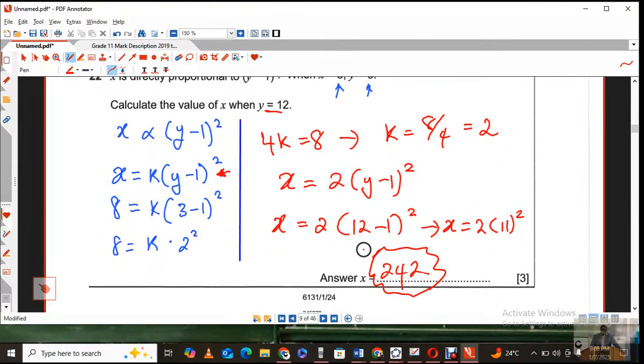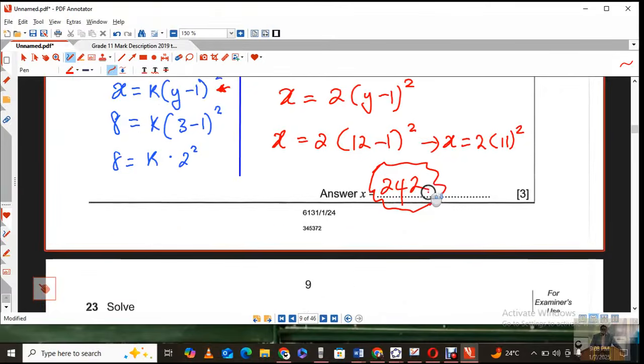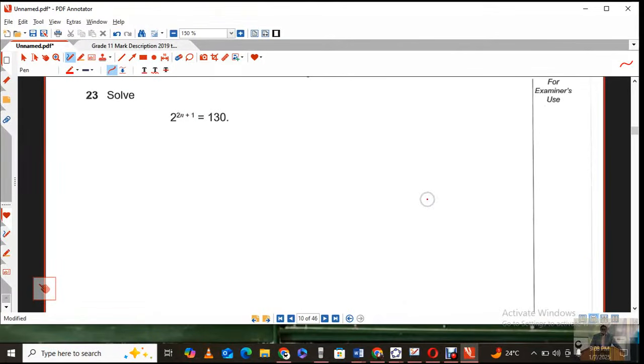There you go. So by showing most of that working, especially having the constant of 2 there, the constant of variation or proportion, you would be able to generate some marks and so on. Right, question 23, of course, here is another question.